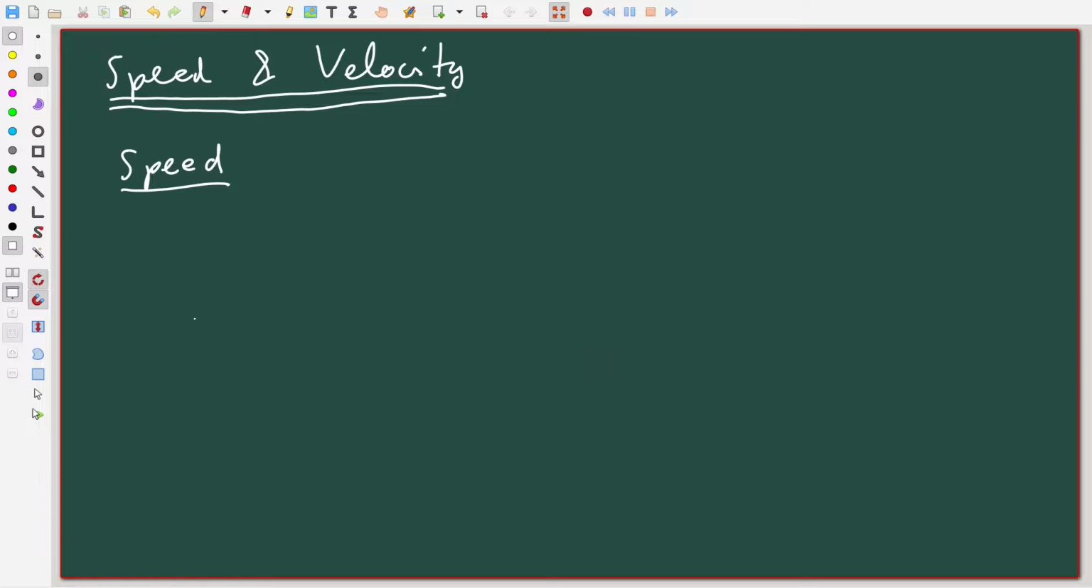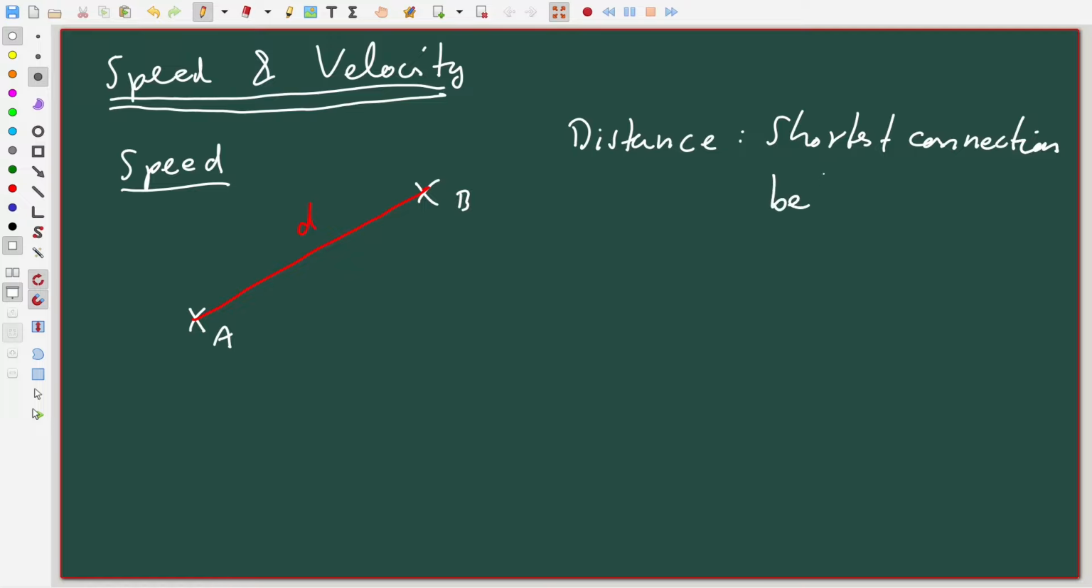So we can, for example, take here any point A and here any point B, and we can draw now a straight line through these points. So let's do it in red. Then this is called the distance between these two, because we can actually define this term distance as the shortest connection between A and B.